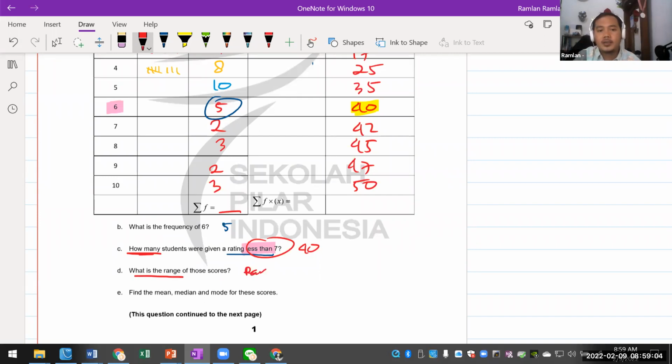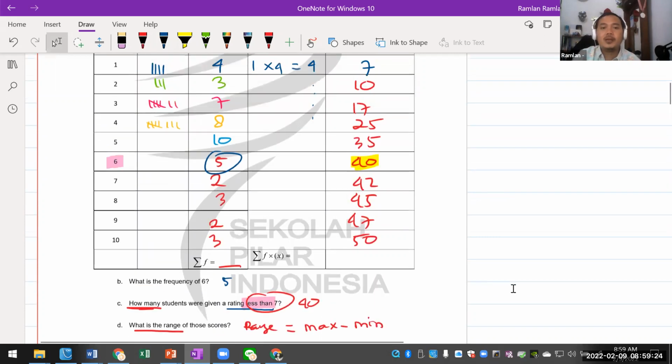Okay, so the range, you already know that, right? The range is, I'm going to write down the formula here, just the maximum value minus the minimum value. Okay, just write it down. And then the next one is find the mean, median, and mode. Most of the time you will get this question: mean, median, and mode. And maybe some quartiles.